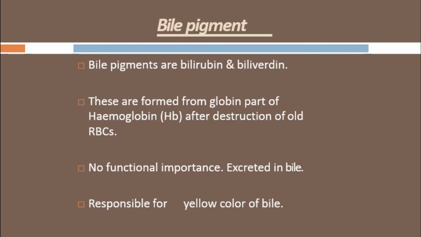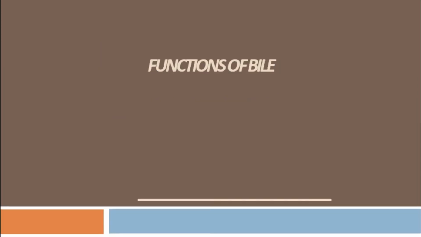Then comes the third major component of the bile, called the bile pigments. These bile pigments are basically biliverdin and bilirubin. They are mainly formed by the destruction of our red blood cells. From hemoglobin basically, they are formed when we are destroying the RBCs. They will be excreted in bile and they are responsible for the yellow color of the bile.